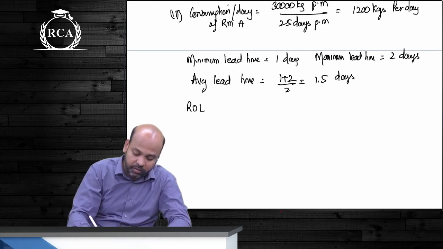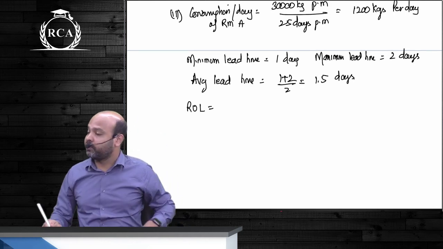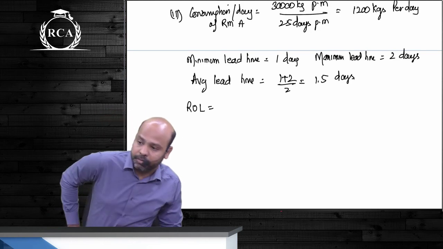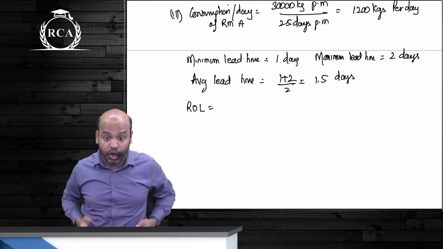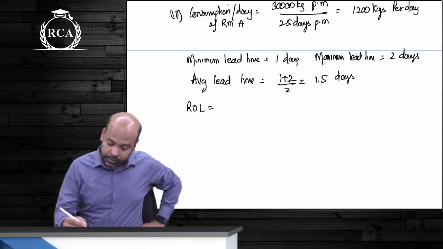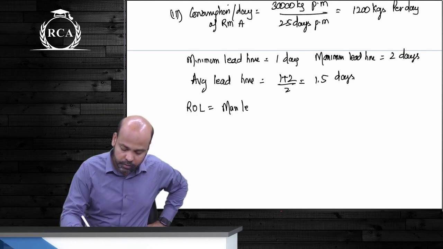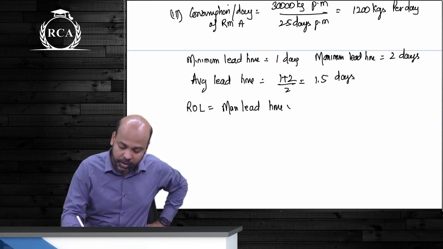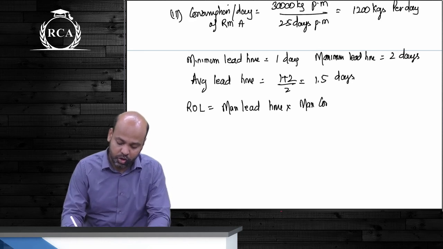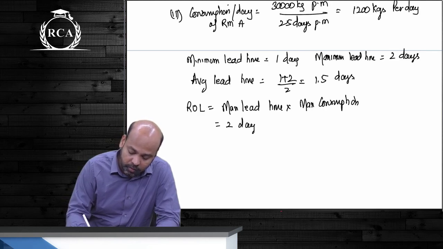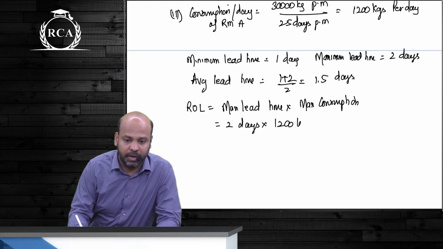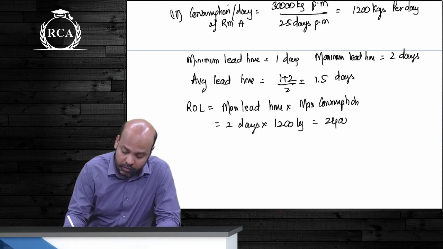So the first formula is reorder level. There were two formulas that we have learned for reorder level. Normal lead time into normal consumption plus safety stock. We do not have safety stock, I cannot use that. The other one, beta, is maximum lead time into maximum consumption. Our maximum lead time, beta, is 2 days. Maximum consumption is 1200 kgs. 2 days multiplied by 1200 kgs, it will become 2400.